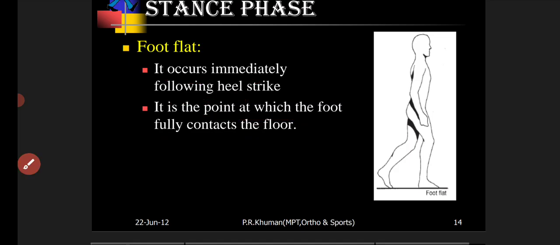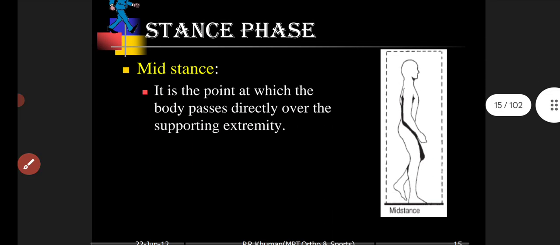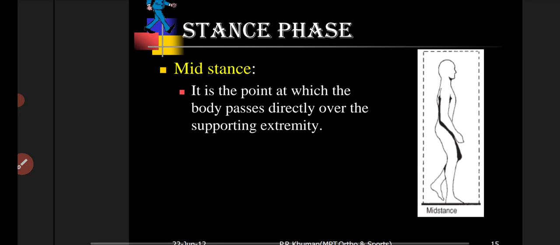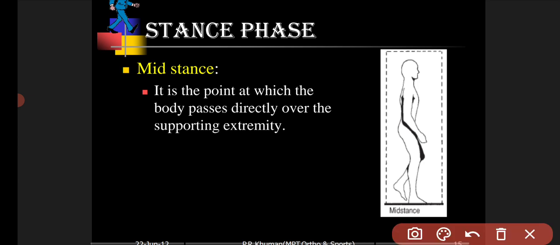Next one is the mid stance phase. Here is the point you have to know. It is the point at which the body passes directly over the supporting extremity. So this is the supporting extremity, and the body passes over it. That is known as the mid stance phase.